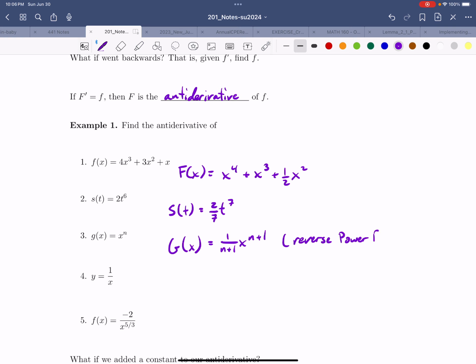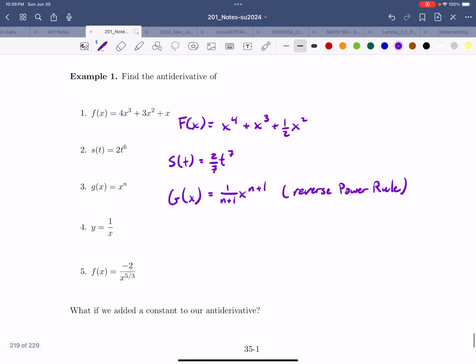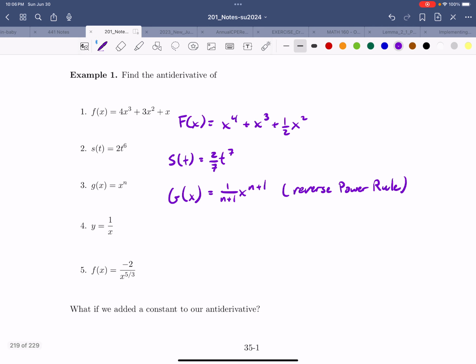Okay? And so this, I'll just erase that work, is what I call the reverse power rule. No one uses this term. I'm not sure why, but I like to call it the reverse power rule, because you're doing the power rule in reverse. Instead of bringing down the power and then subtracting 1, you're adding 1 and then dividing. Okay, it's the opposite.